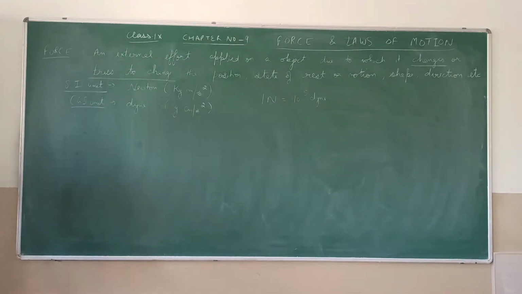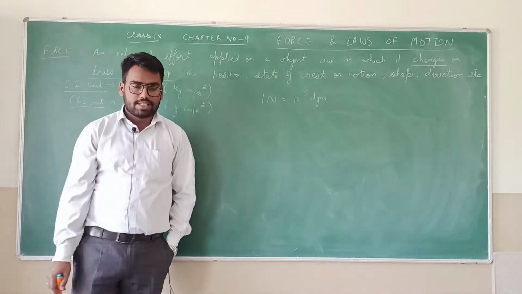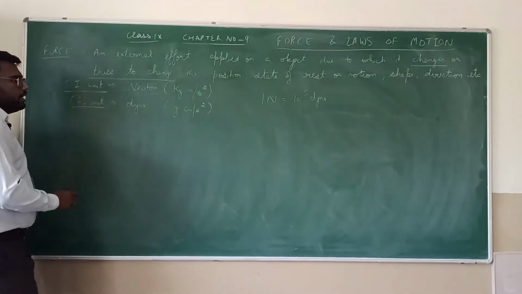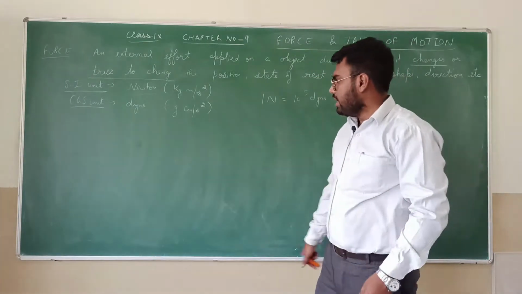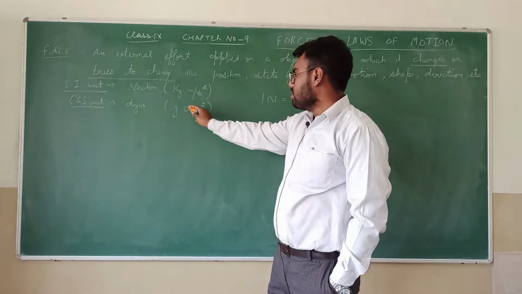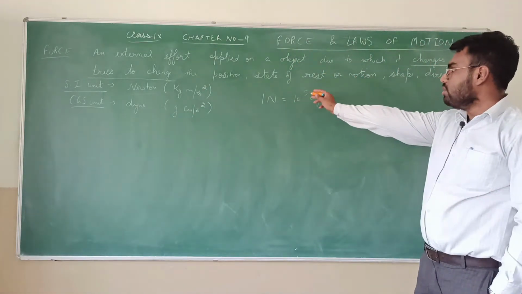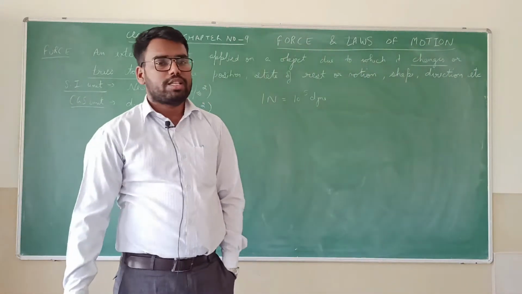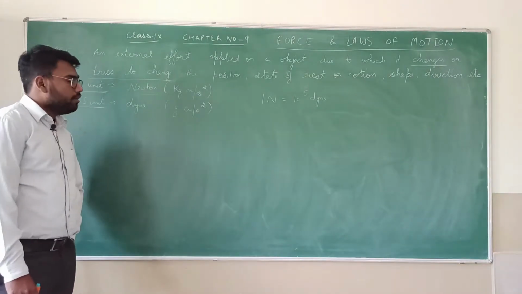What is the SI unit of force? SI unit of force is Newton. It is named after the great scientist Sir Isaac Newton. We will discuss this when we study the second law of motion. CGS unit is dyne. SI unit is kilogram meter per second square, CGS unit is gram centimeter per second square, and 1 Newton is equal to 10 raised to power 5 dyne. So these were the basic discussion regarding force. So we know what we mean by force.